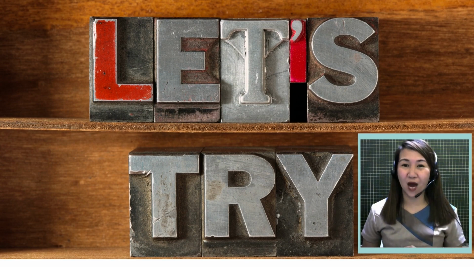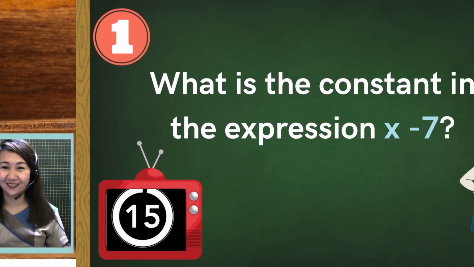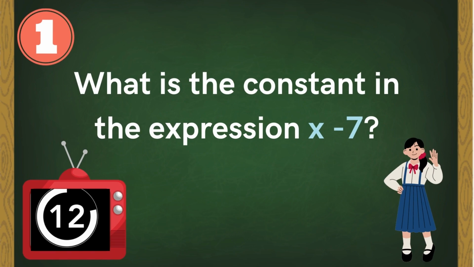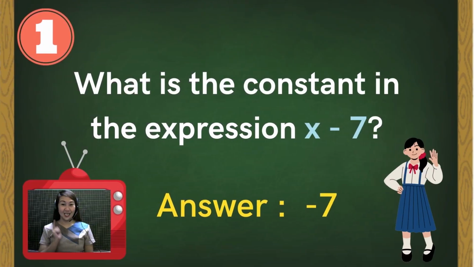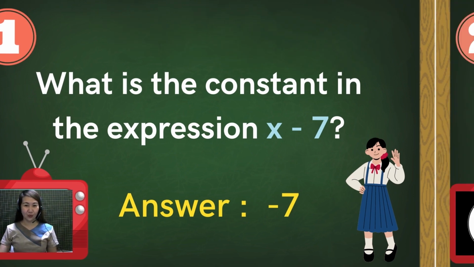And now, let's practice. Let's try to identify the variable and the constant in the following algebraic expression. I will give you 15 seconds to answer each given. Good luck! If your answer is -7, you are correct. That's great job. Now, let's try to have number 2.